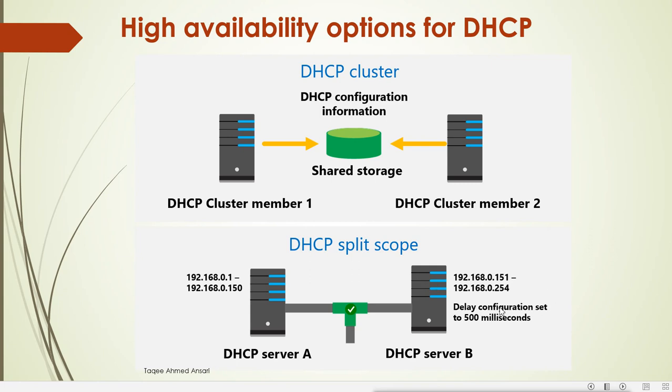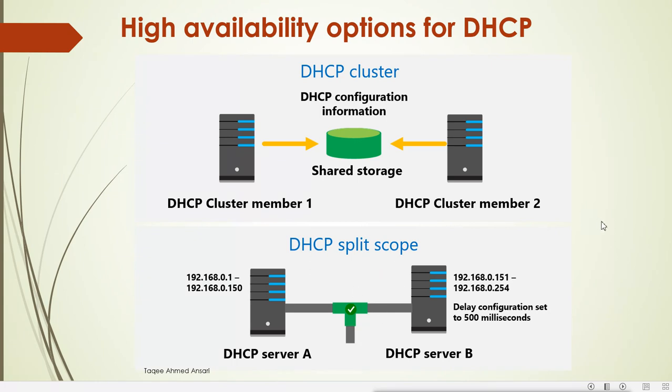As you can see here, server A has the range from 192.168.1.1 to 150, and server B has 151 to 254, and the delay configuration is set to 500 milliseconds. So after a 500 millisecond wait, if server A is not responding, then server 2 will start responding. So this is DHCP split scope.